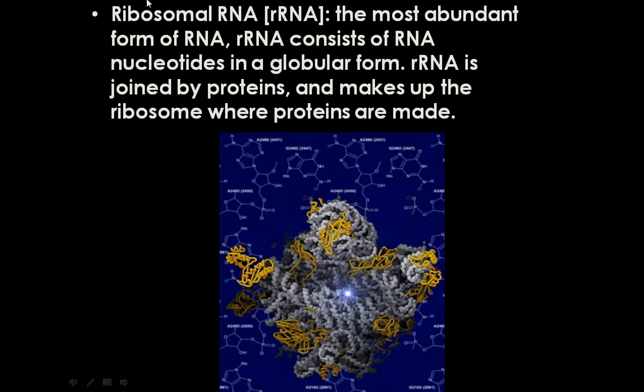Ribosomal RNA, the second type of RNA we're talking about here, is often abbreviated with a lowercase r, capital RNA. This is the most abundant form of RNA. rRNA consists of RNA nucleotides in a globular form, a large three-dimensional shape, which is joined by proteins. And this is what actually makes the ribosome. So all a ribosome is, is RNA in a globular form with a few other proteins.